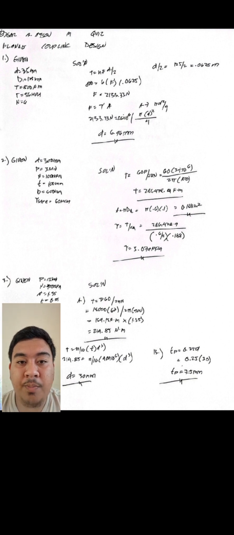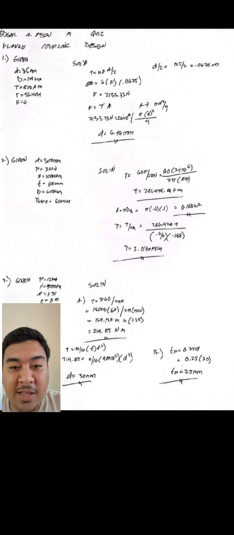So for number 2, for a flange coupling on a 300 mm diameter shaft transmitting a power of 3 megawatts at 100 RPM, the flange thickness is 100 mm and the hub diameter is 600 mm. Calculate the induced shear stress at the junction where the hub meets the flange and compare it to a safe limit of 60 MPa.